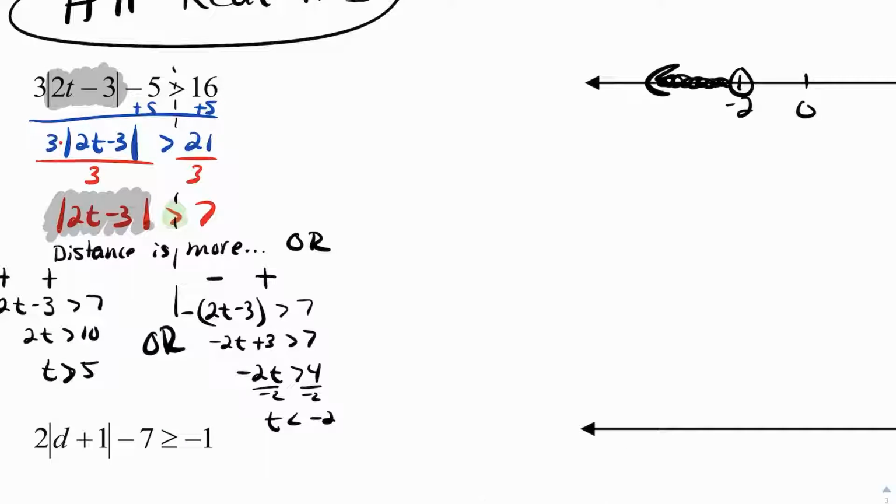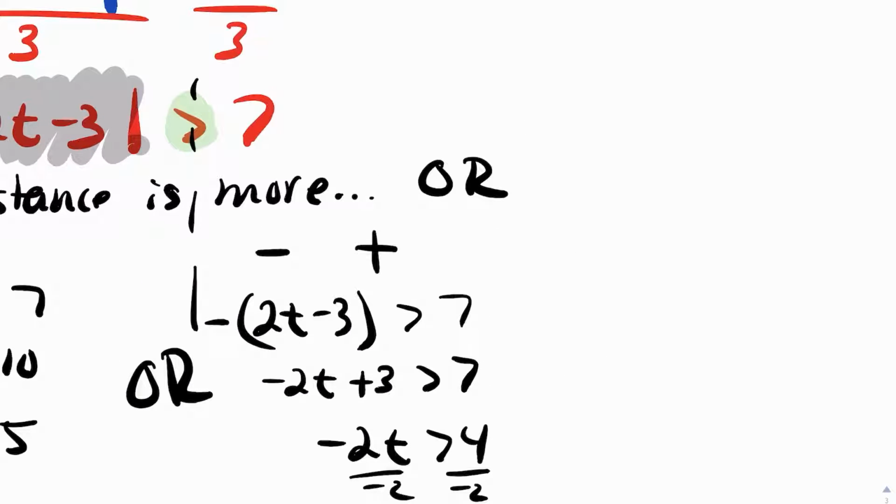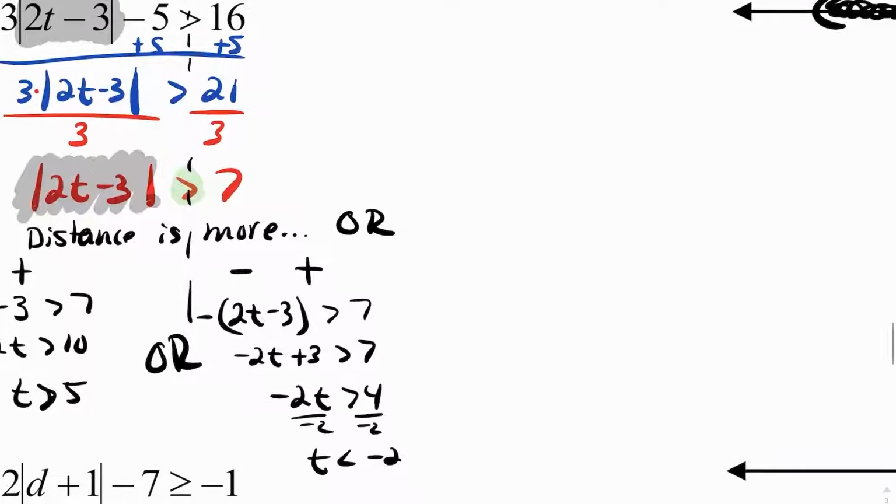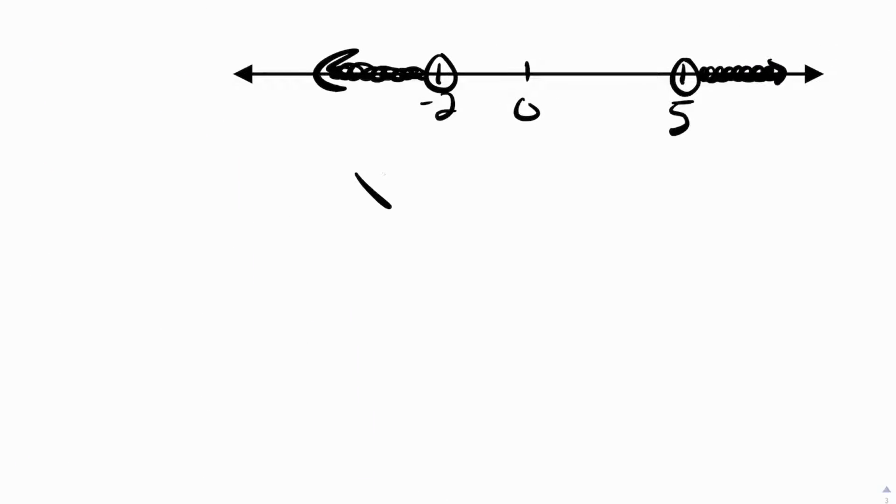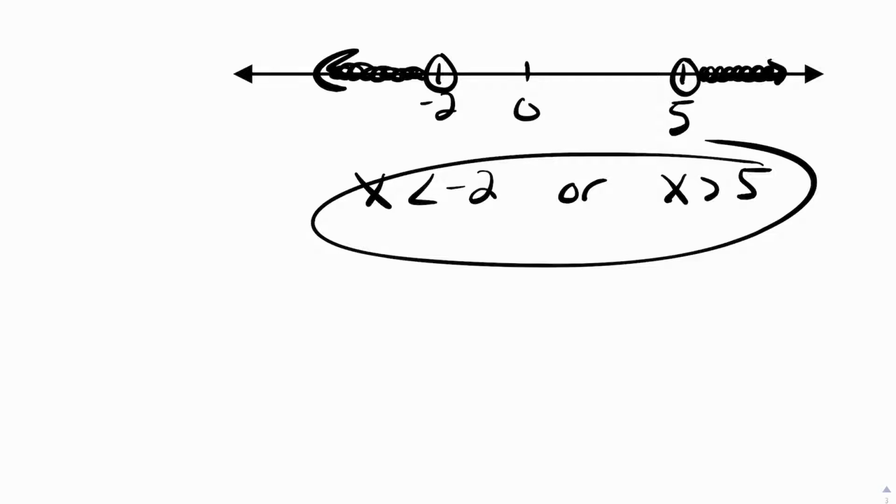And this is an OR graph. So OR means either or. I don't need where they overlap. I just want to put them all together. So what numbers did I shade in? My final answer, all the t's that are less than -2, or all the t's that are greater than 5.